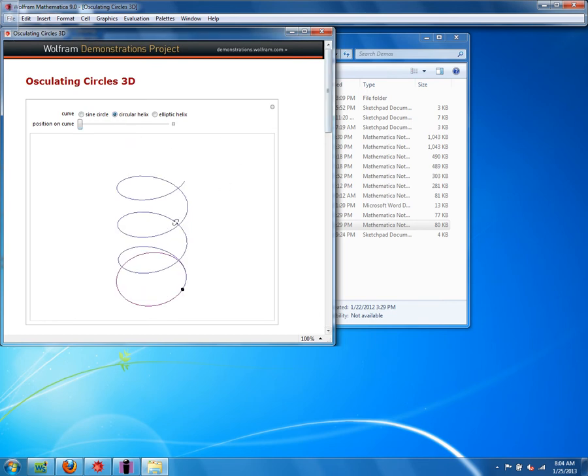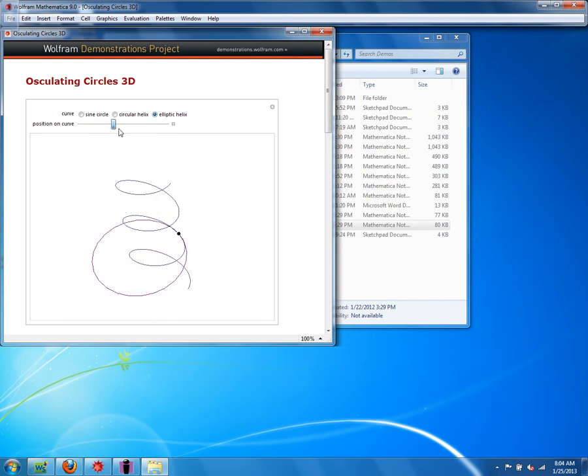This is a circular helix, and here's our osculating circle. So the curvature is constant, but the orientation, our binormal vector, is changing here. So we have an idea that the binormal vector gives us an idea of how this curve twists. So the curvature stays constant, but the binormal vector changes. Here's an elliptical helix. So the curvature here changes because it's an ellipse.